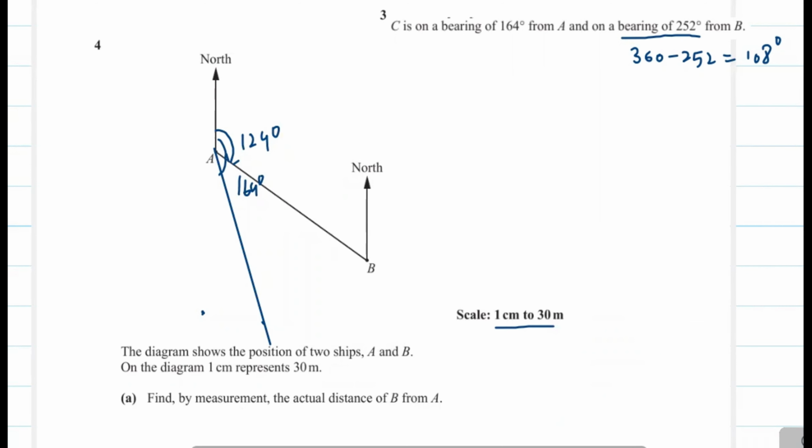Now you can draw a line. Now this line, and this is the line, and both these lines intersect at this position. See, this position is C. Now the angle from the north at B to C, that angle would be 252 degree. This is the bearing of C from B.